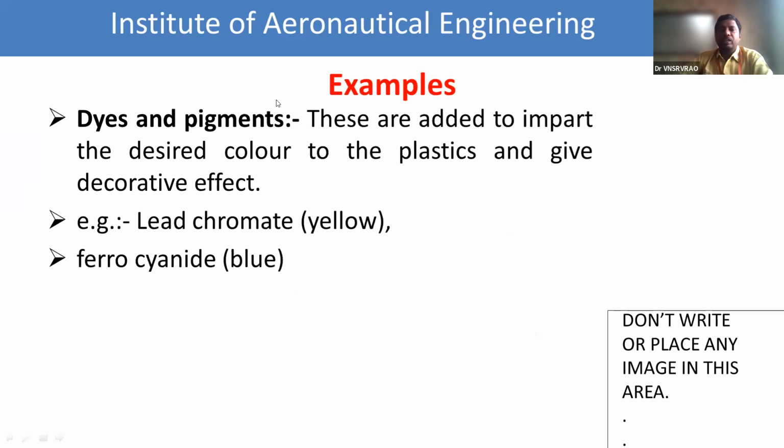Now next one is dyes and pigments. All of you can understand from the title of this ingredient that pigments are color producing agents. These are added to impart the desired color to the plastics and give a decorative effect. Mainly these substances are applied to plastics to improve decoration and to get a desired color. For example, there are many chemicals added to plastic to get different colors, like lead chromate to give a yellow color, whereas ferrocyanide gives a blue color.